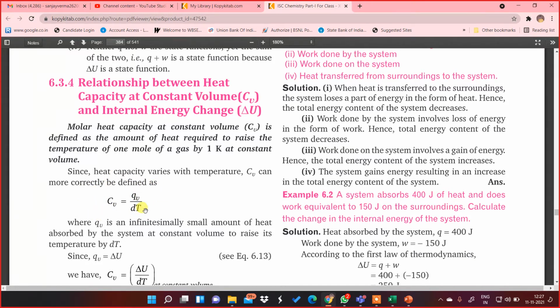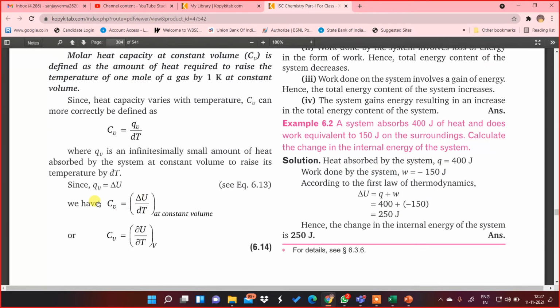Derivation for this is not required. Now QV is an infinitesimally small amount of heat absorbed by the system at constant volume to raise its temperature by dT, a small amount of temperature. Since we know QV is delta U at constant volume, we can substitute these values over here. CV is equal to delta U by delta T at constant volume. Okay, or write it in this form.